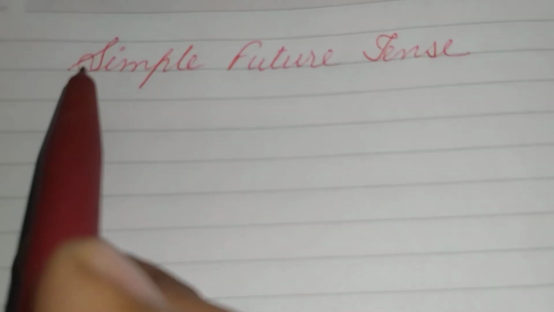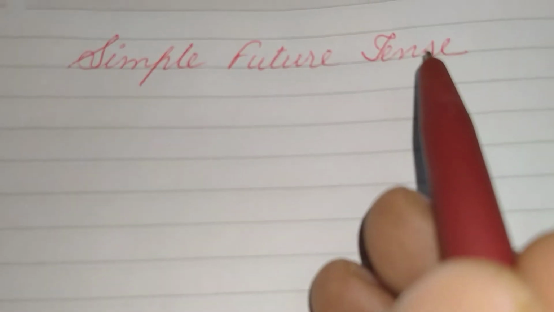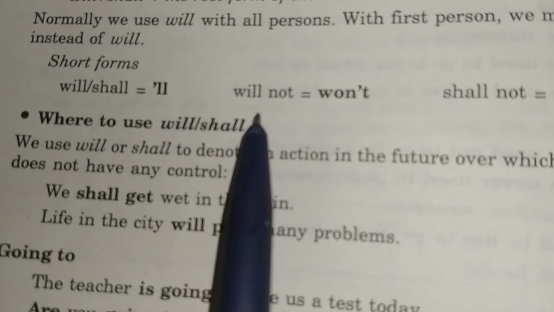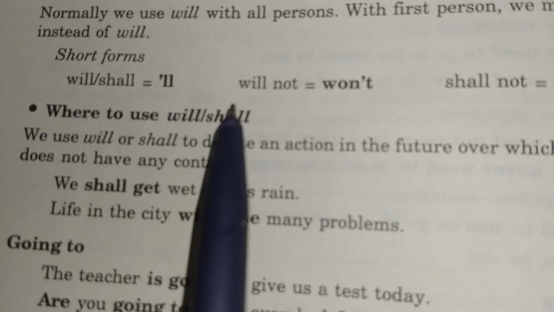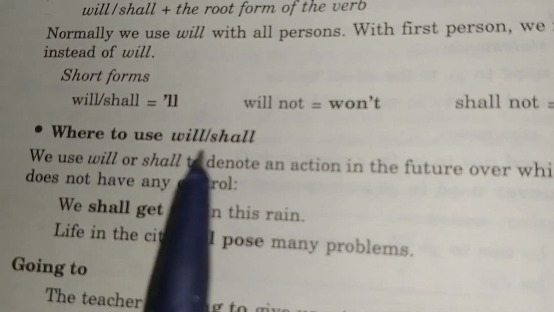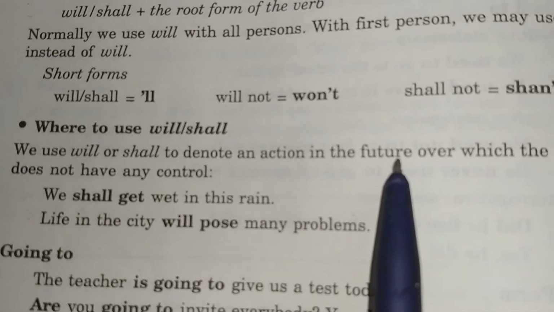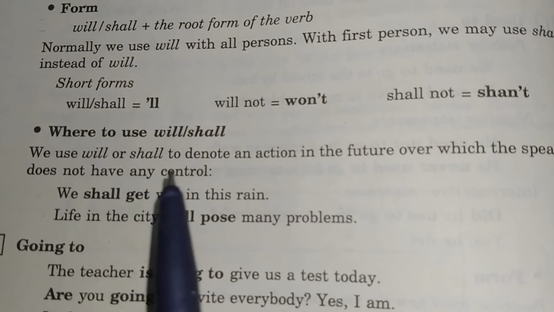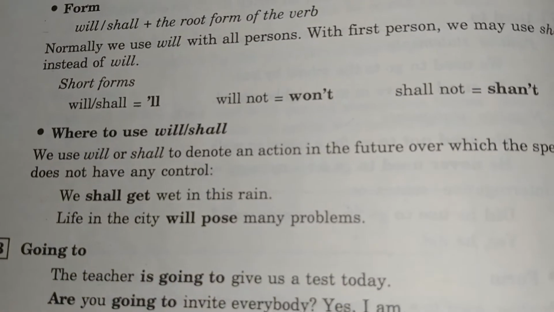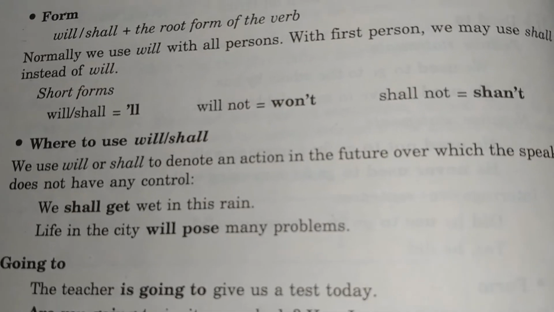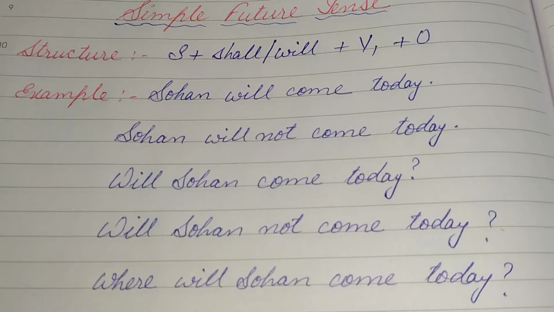Now, we will discuss simple future tense. Now see, where to use will or shall. Generally we use will or shall with simple future tense. We use will or shall to denote an action in the future over which the speaker does not have any control. So in future tense we will discuss the things which are going to happen in future time.